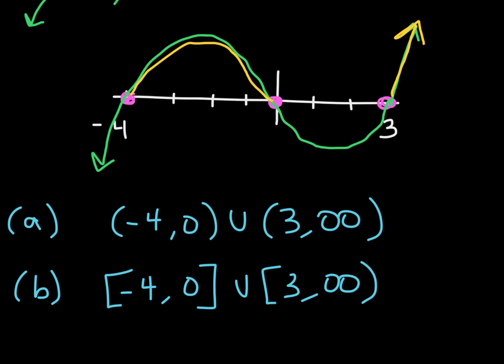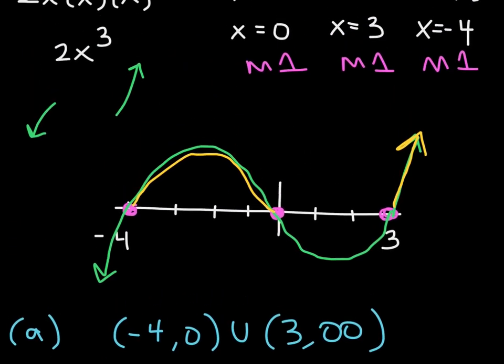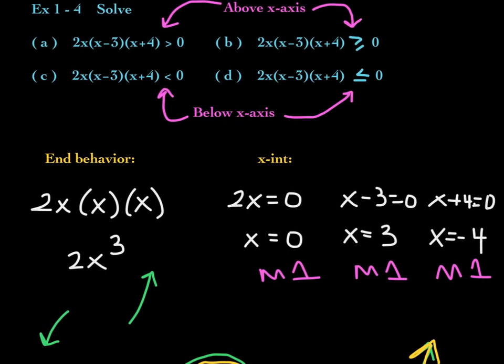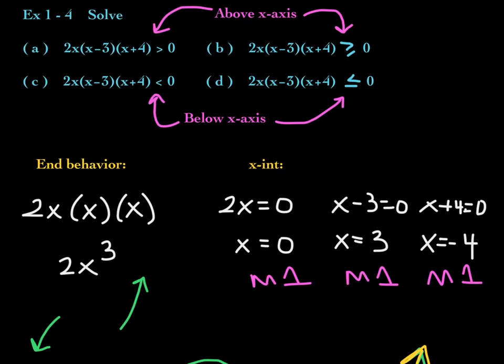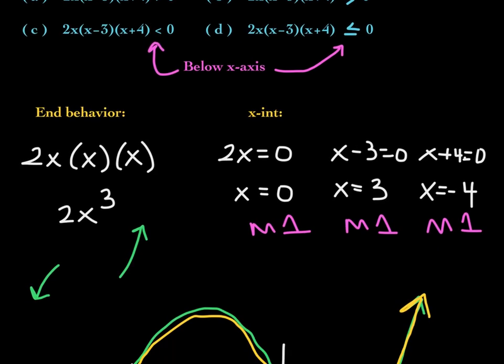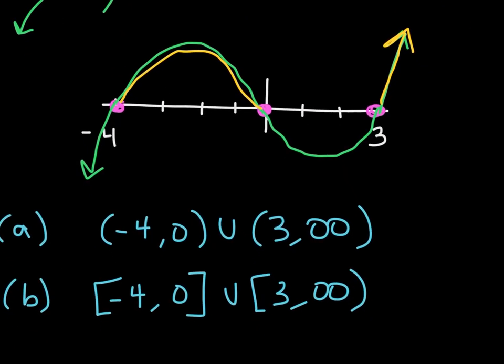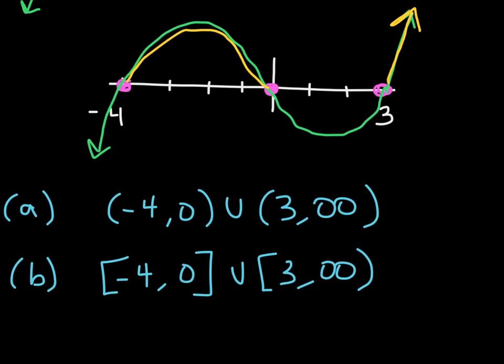All right, now let's go to parts C and D. Parts C and D are asking when the graph is below the x-axis. For part C, it's a strict inequality, so I'll be using parentheses on the x-intercepts. On part D, it's a non-strict inequality, so I'll be putting brackets on the x-intercepts. All right, here we go. We're looking for when the graph is below the x-axis.